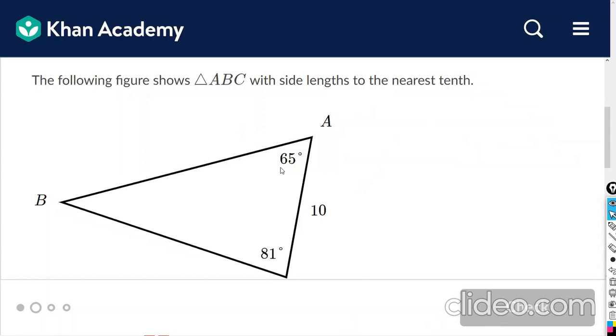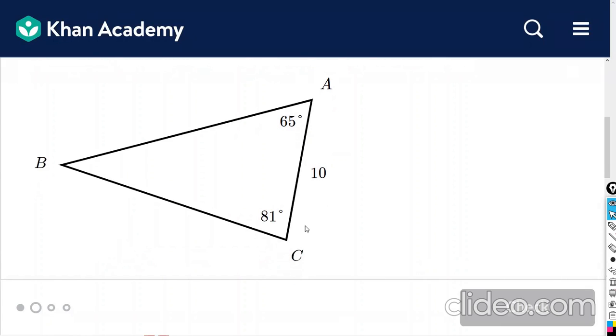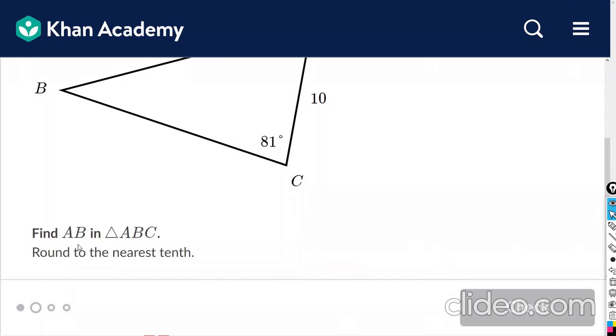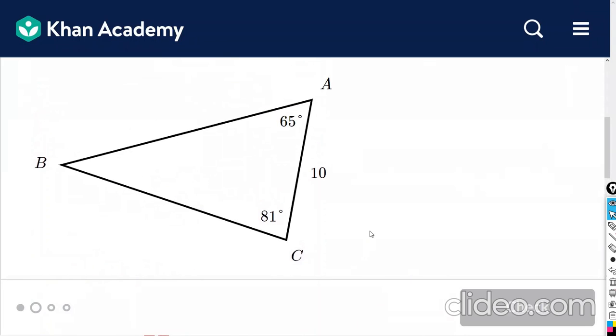So here again, we have triangle ABC. We have two angles and one side length. They want us to find side length AB and round to the nearest tenth. So here's side length AB. Okay, we can call it X, but we can see it's directly across from angle C. So I'm just going to call it lowercase c.